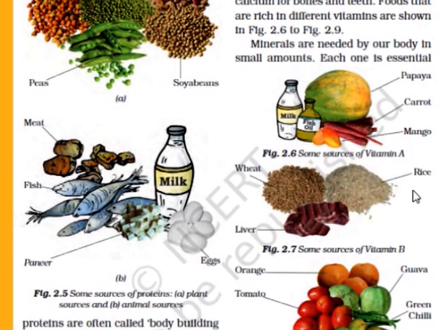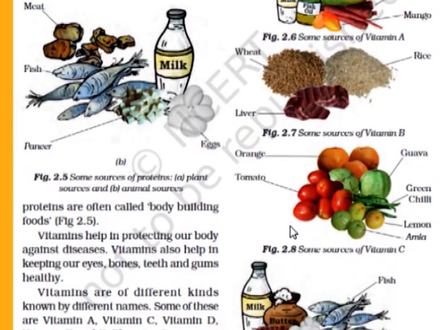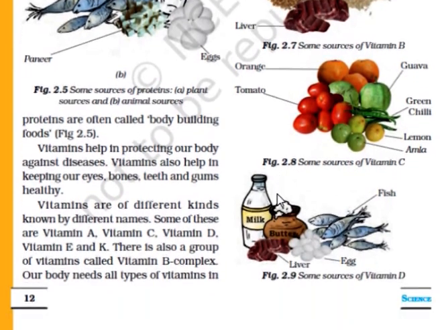Sources of vitamin B are rice, wheat, liver. Now, sources of vitamin C are citrus fruits. Citrus fruits like lemon, amla, green chili, guava, orange, tomato. Sources of vitamin B are milk, butter, liver, egg, and fish.